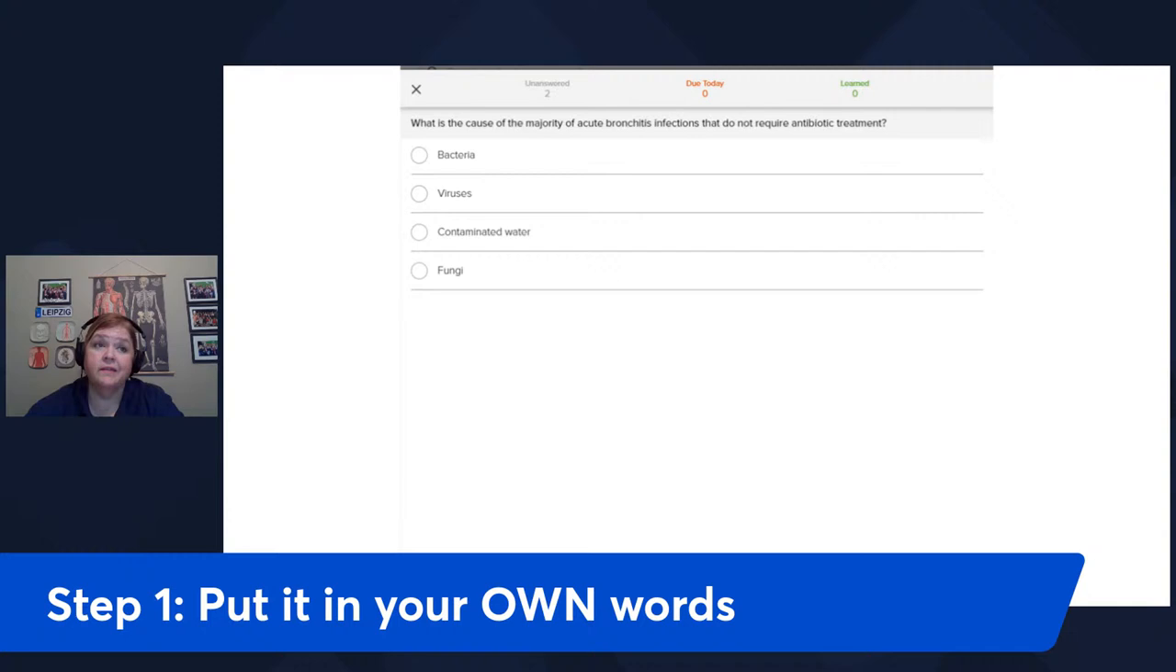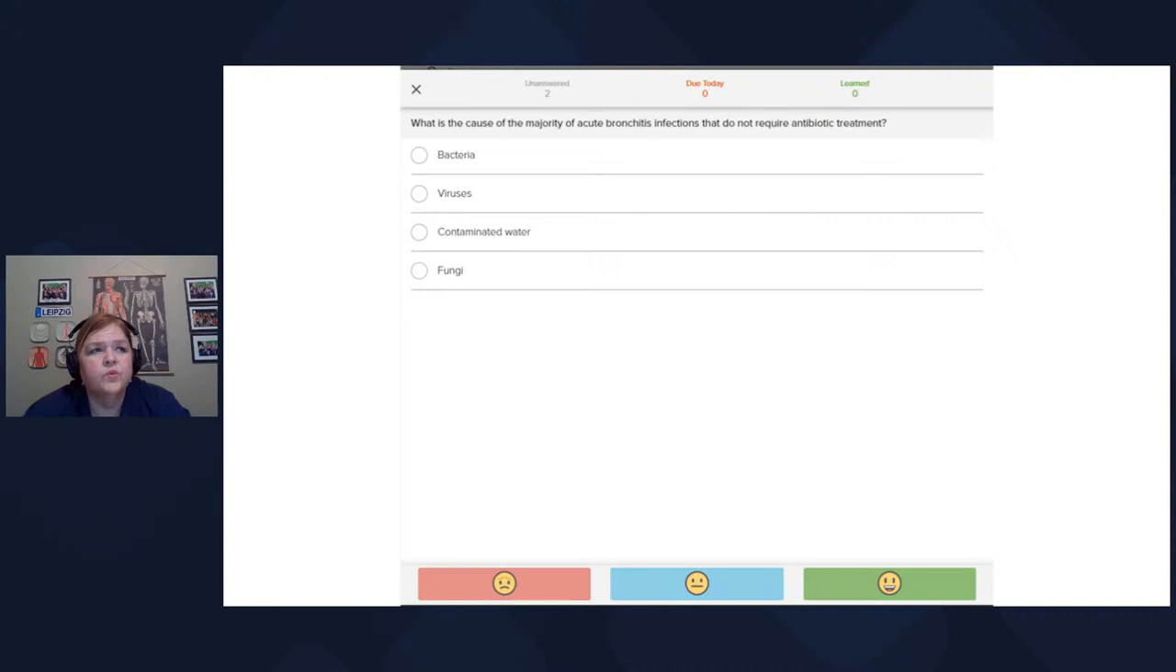I'm going to leave it in. Contaminated water. Well, that seems odd, but is that a risk factor for developing acute bronchitis infections? No, it's not. So I'm going to eliminate that one, because that is not a known risk factor, which, you know, pathophysiology revolves around risk factors. Now, what about fungi? I like those on my pizza. I do not like them in my lungs, but that is not a major risk factor or cause of the infections in chronic bronchitis. So I eliminated this one, and this one. So I'm left with viruses.